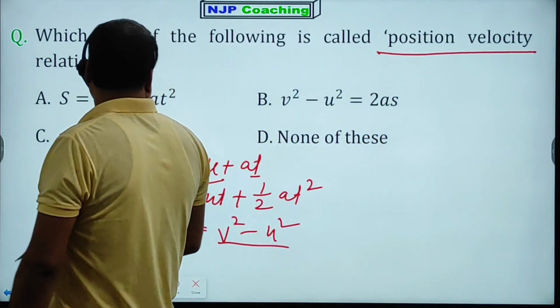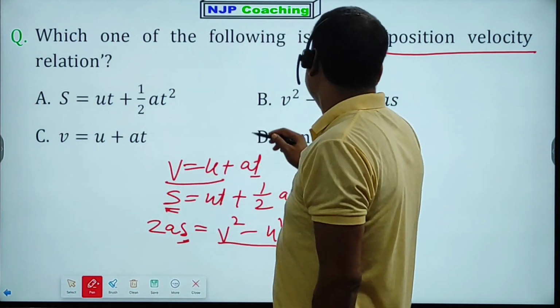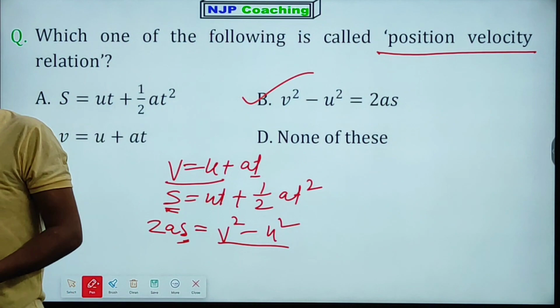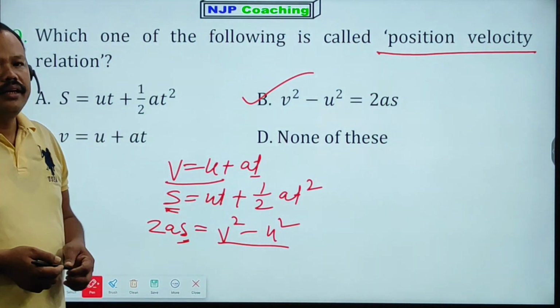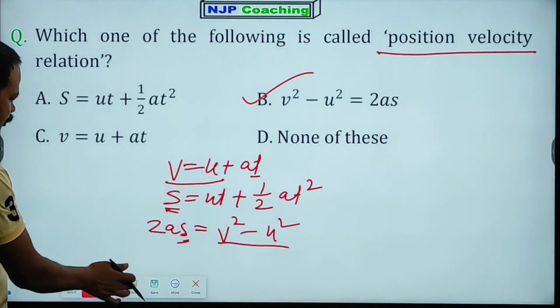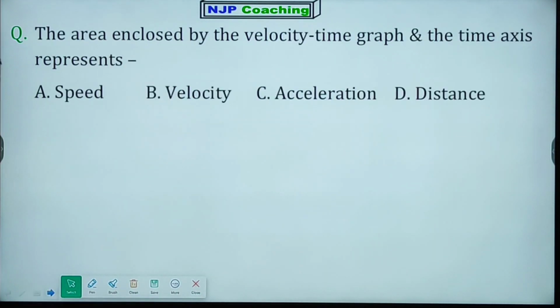So what is the position velocity relation? v squared minus u squared equals 2as. 2as is written on the right hand side. This is the right answer. Okay, next question.